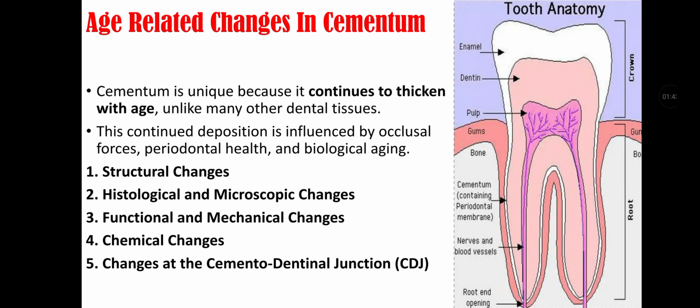Age-related changes in cementum. Cementum is unique because it continues to thicken with age, unlike many other dental tissues. The continuous deposition is influenced by occlusal forces, periodontal health, and biological aging. The age-related changes include structural changes, histological and microscopic changes, functional and mechanical changes, chemical changes, and changes in the cemento-dentinal junction. Now let's talk about these changes one by one.